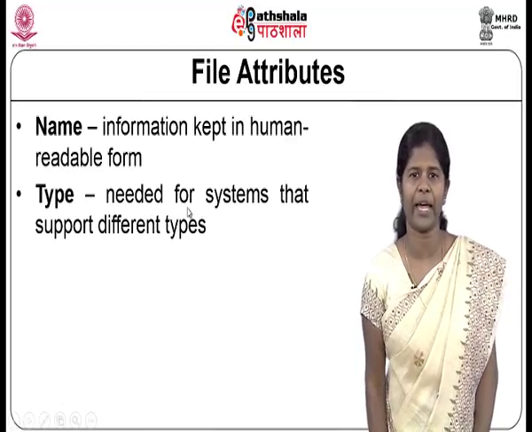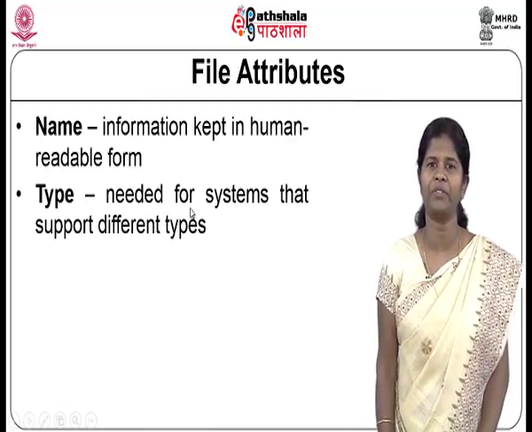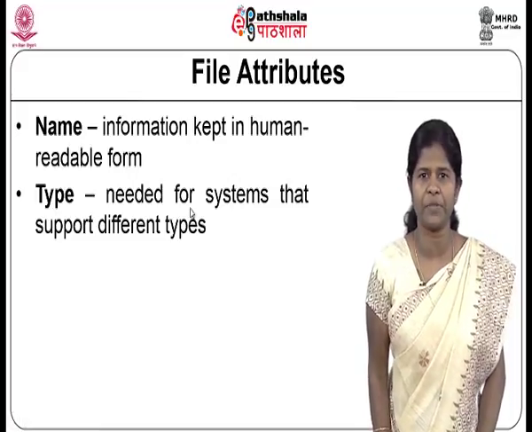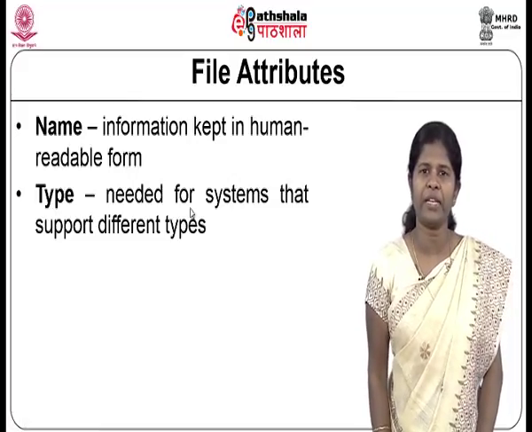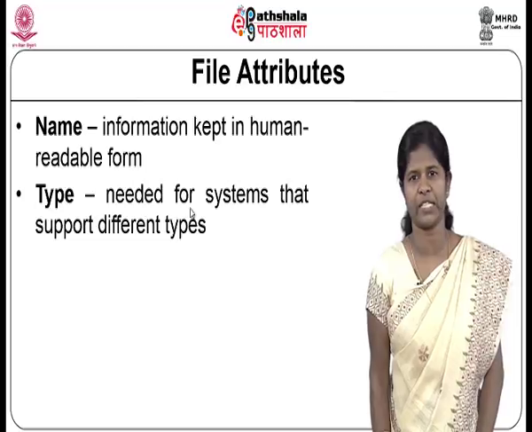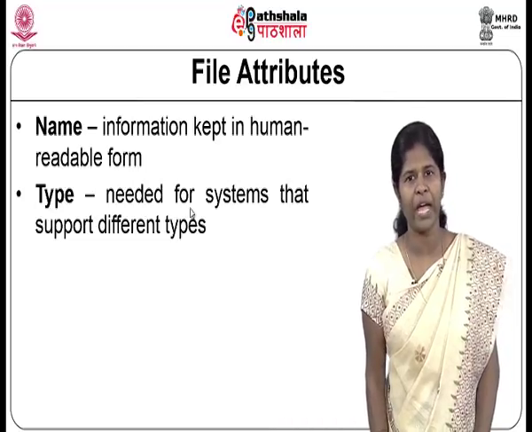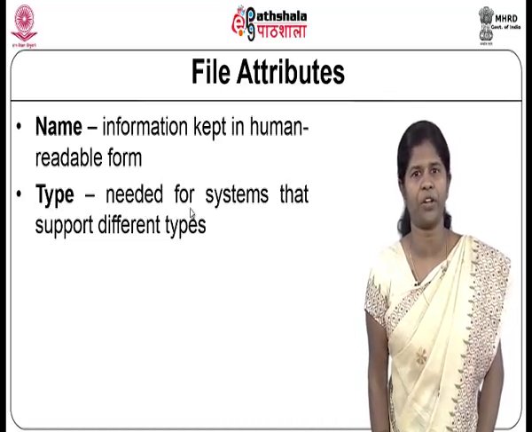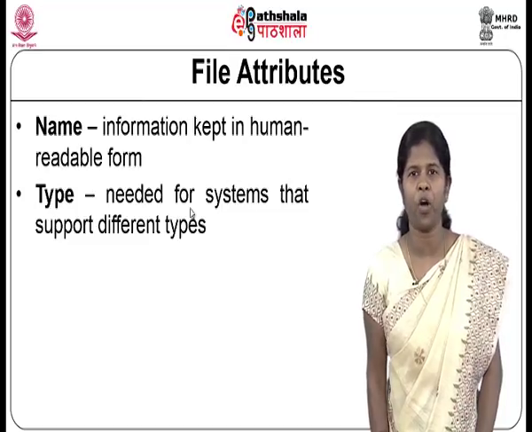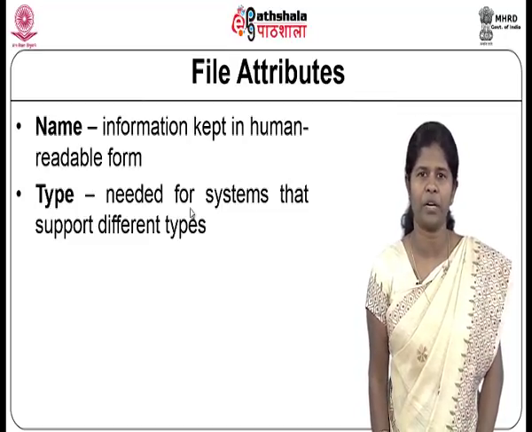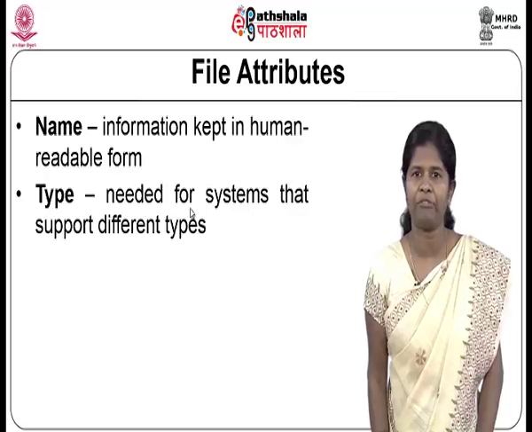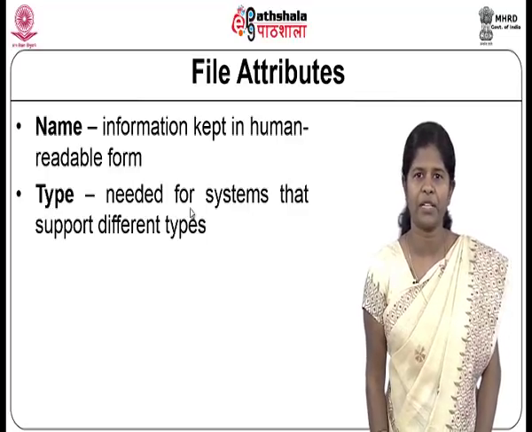Then you have the type of the file. When you have systems that can support different types of files, each type of file is identified using a different extension. For example, we have machines where we store .txt, a text file, or .doc, which is a word file, or .xls and so on.